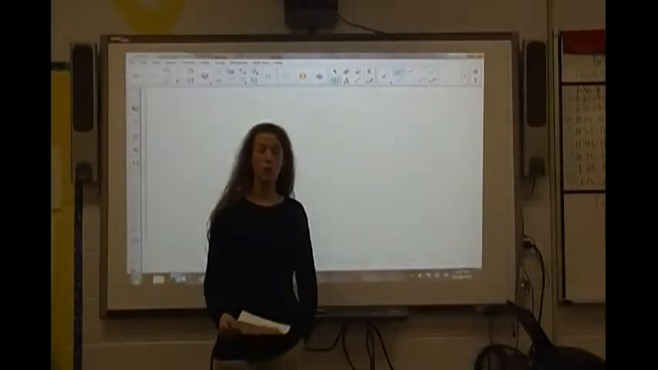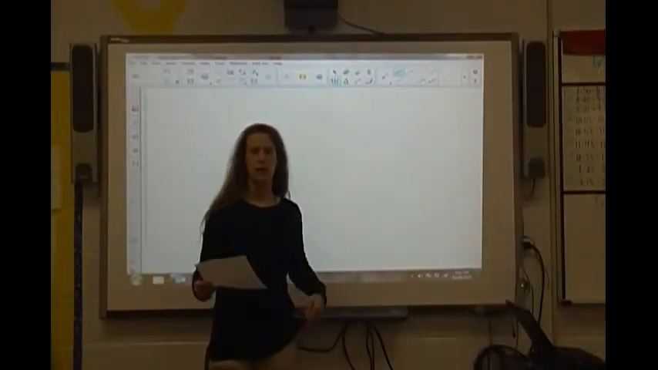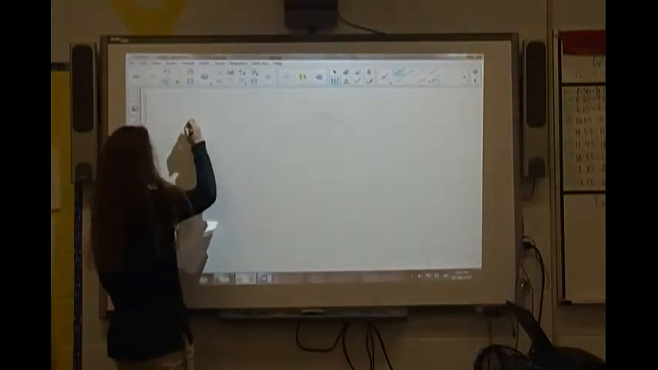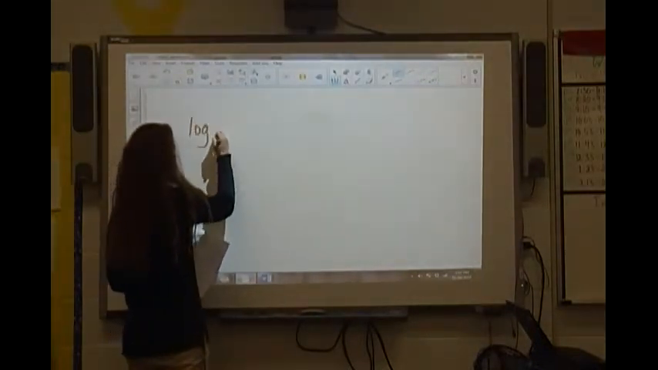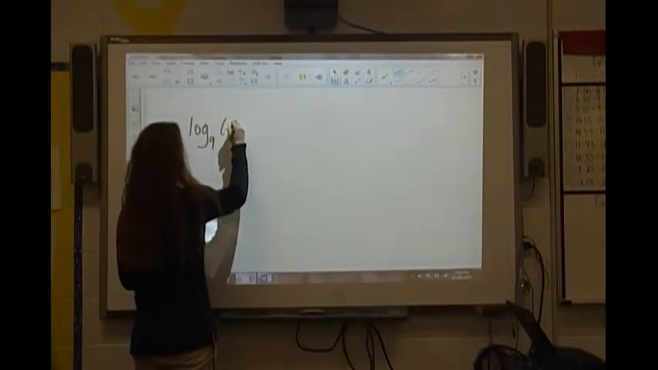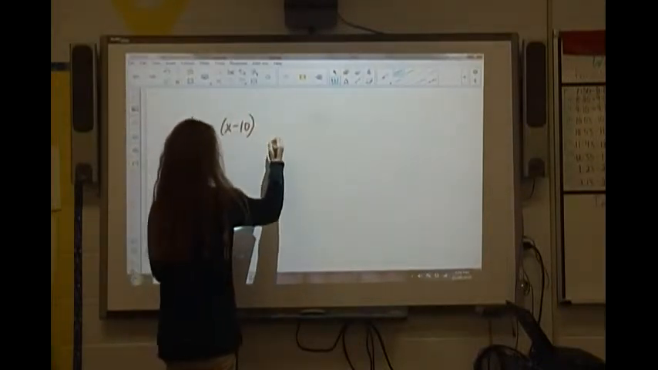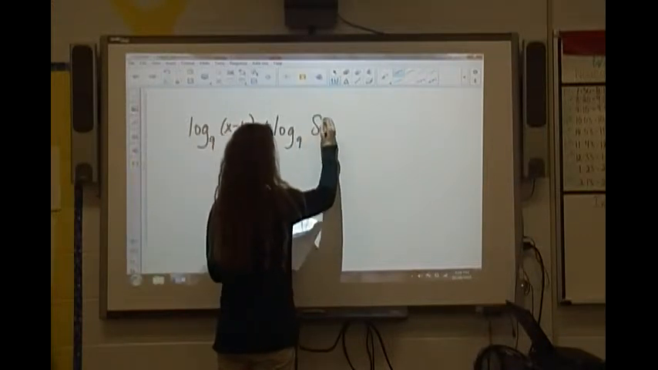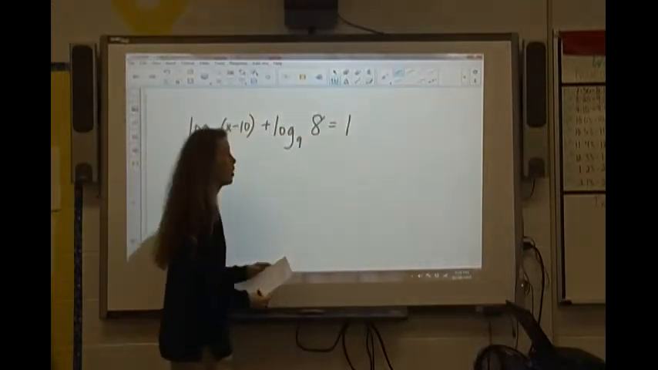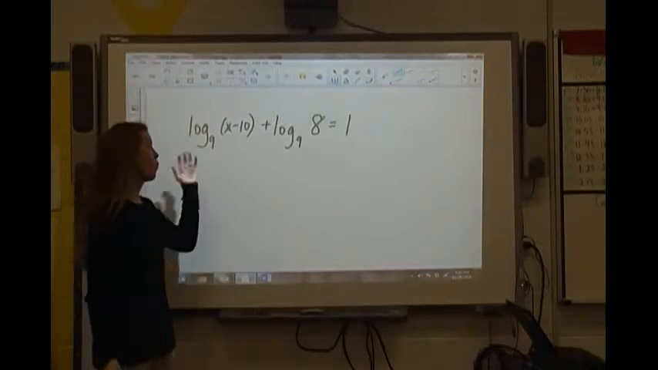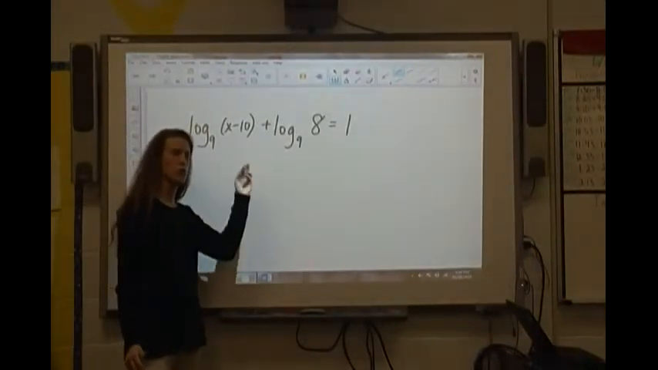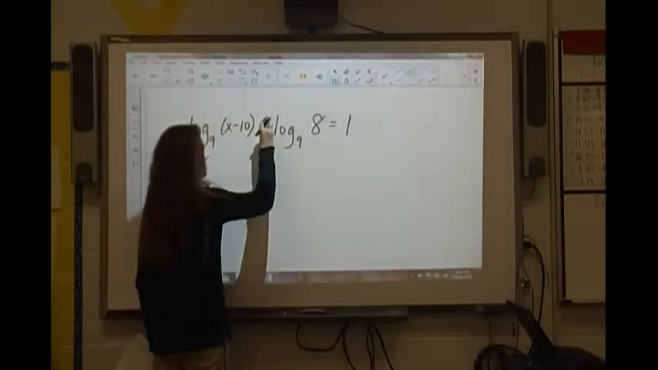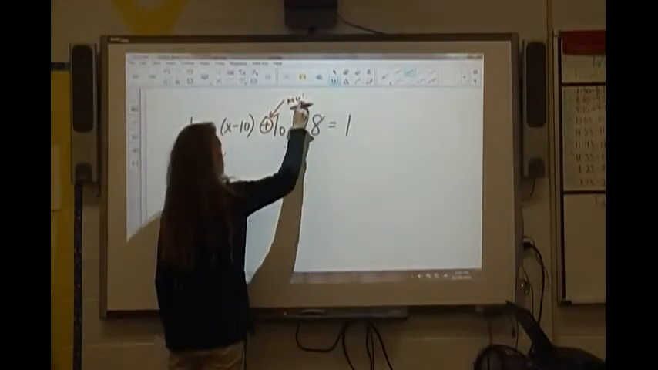We're going to look at some log problems that involve a little bit of condensing before we solve. So if we look at this first one here, we've got log base 9 of x minus 10 plus log base 9 of 8 is equal to 1. So in order to switch forms, we need to have one log. We can't switch forms when there's two, so we're going to just condense these. Now addition, if you remember, means that we're going to multiply.